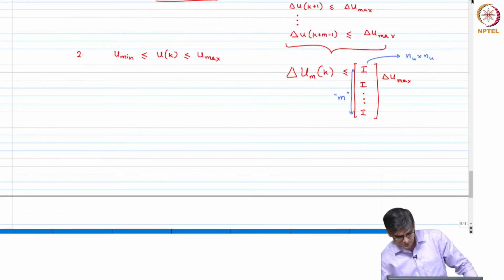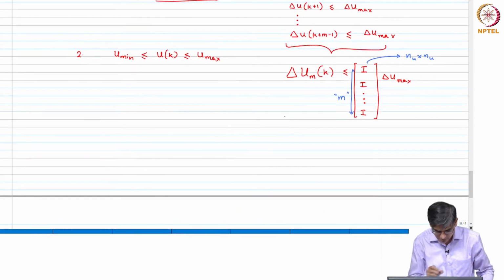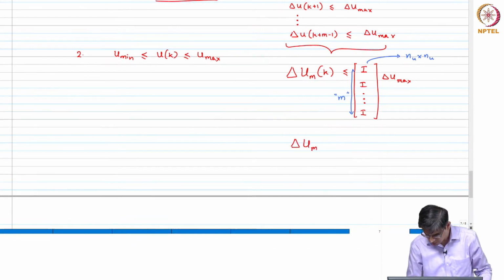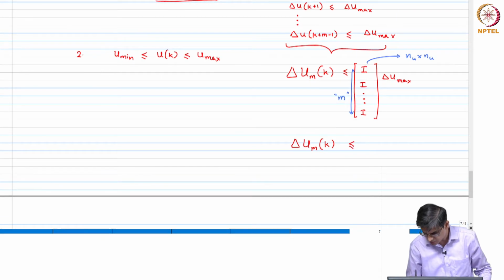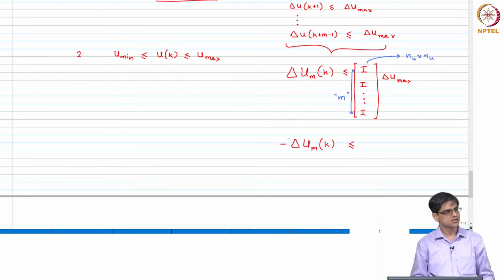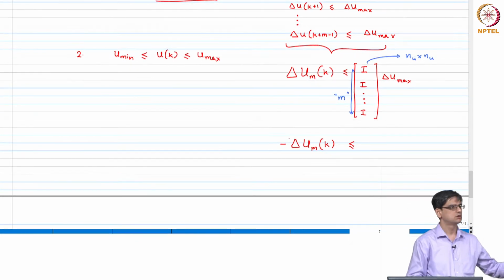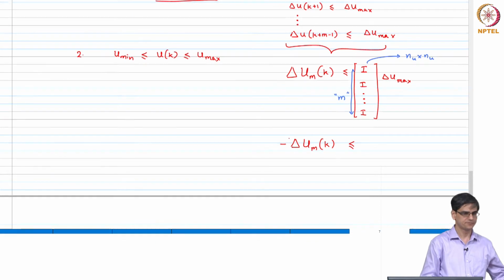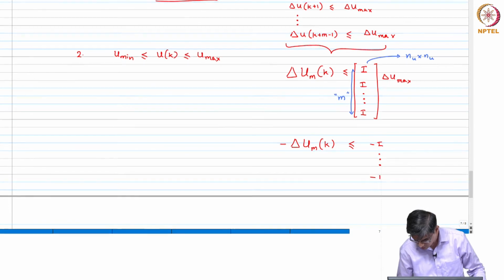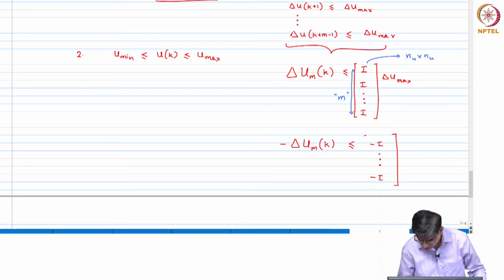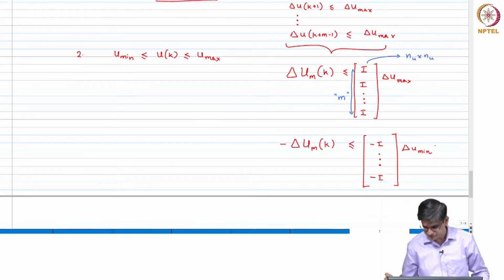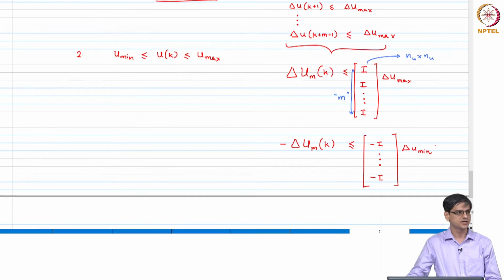Okay. In the similar manner, you can write delta u k plus m minus 1, negative of that, is less than or equal to delta u min, negative of that, right. So, minus I. So, these are your rate constraints.